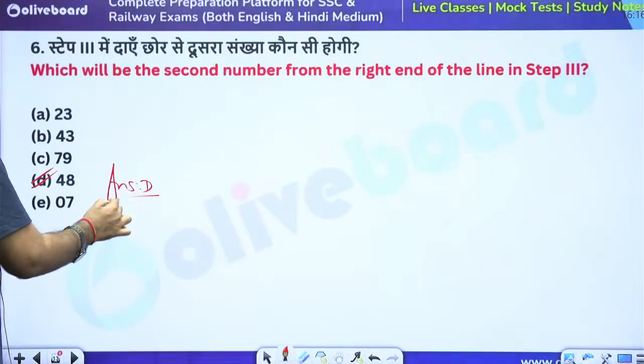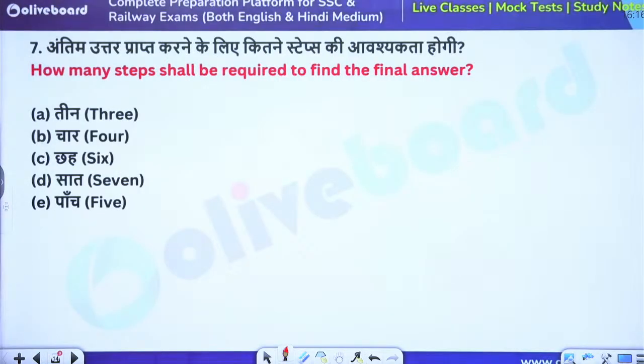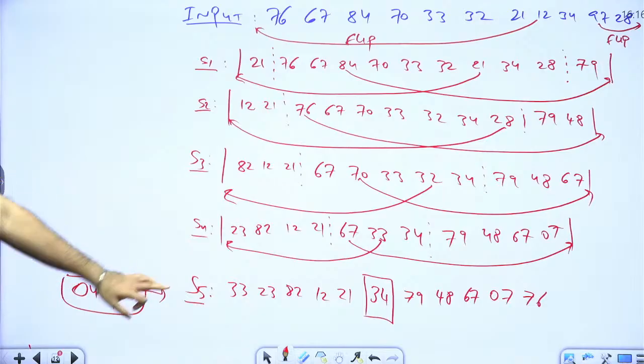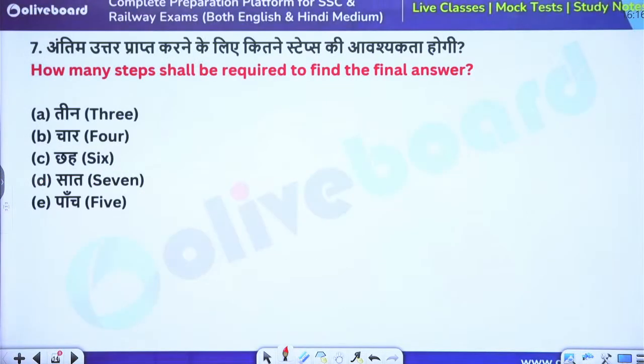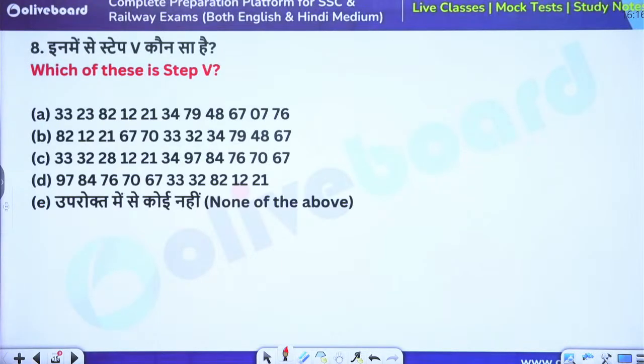Okay. Next. How many steps shall be required to find the final answer? So we have seen here 5 steps are required to find the final answer. So 5 will be my right answer. Okay. Next, which of these is step 5?